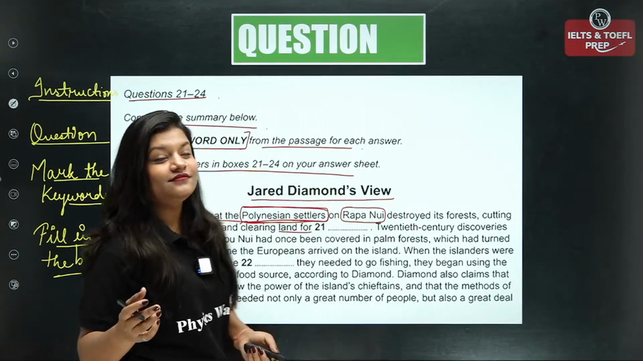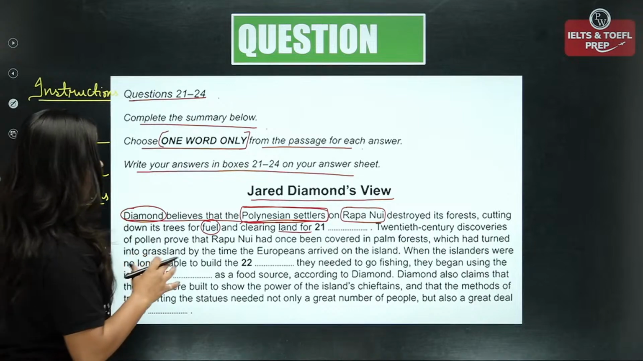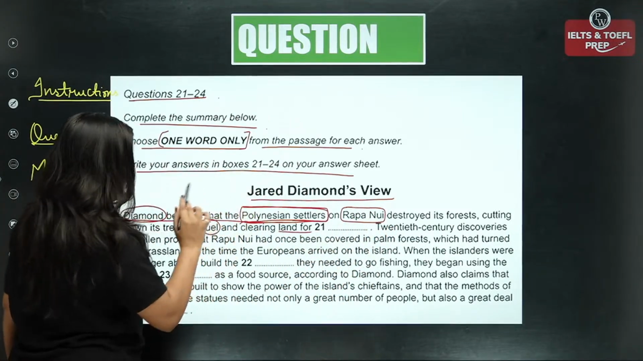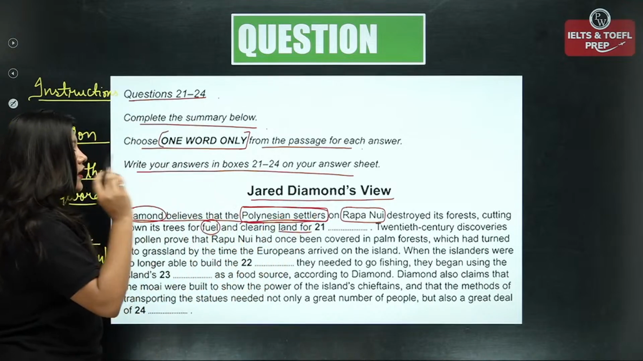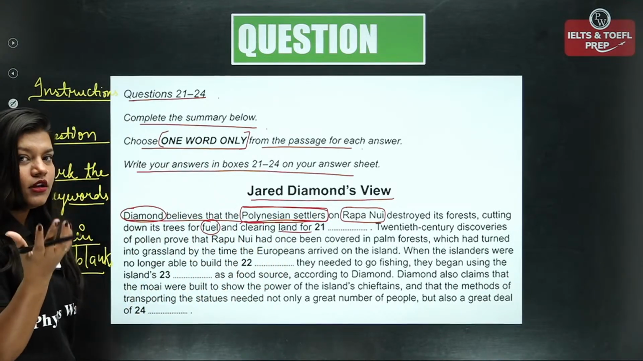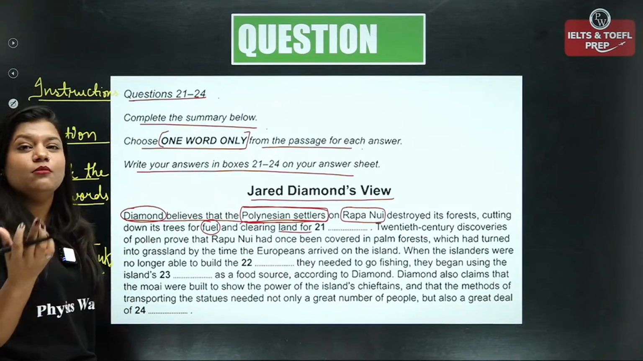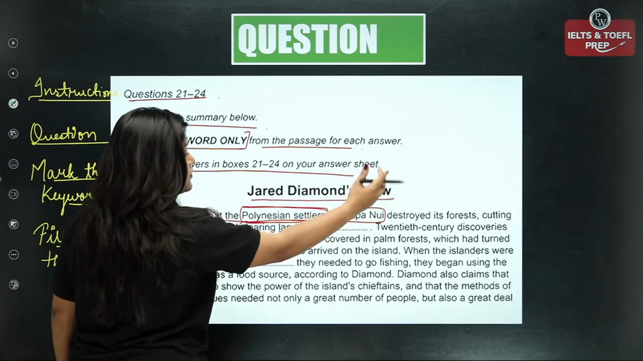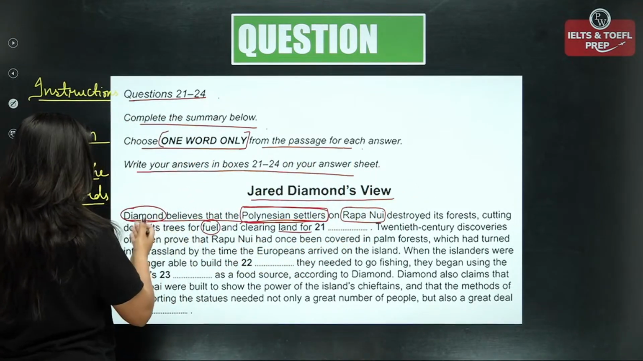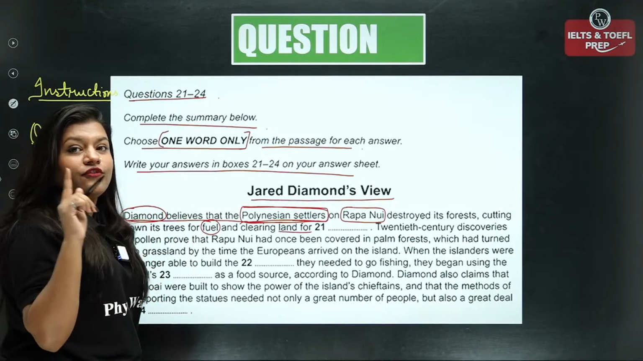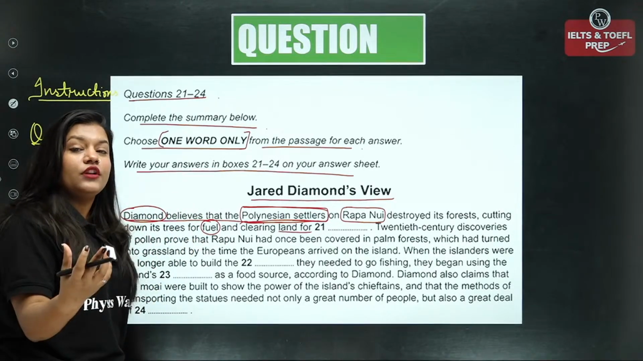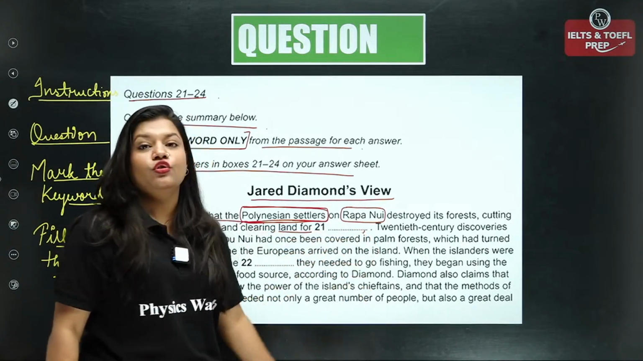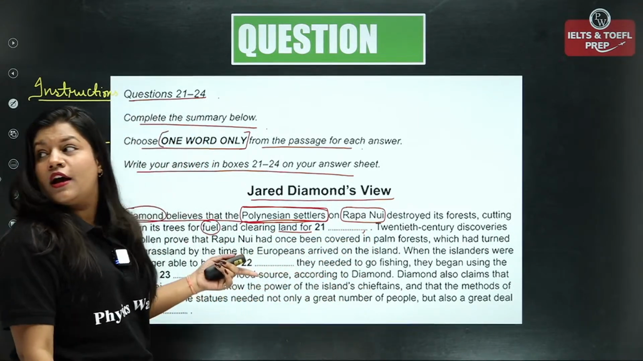Now, let's move to the question. Okay, again, done with this. So Diamond, a person, believes that Polynesian settlers, maybe the name of a community, on Rapa Nui destroyed its forest. They used to destroy their forest, cutting down its trees for fuel. So the very first reason why they used to cut down the trees is fuel. The second reason is going to be mentioned over here, which we are going to get from the passage.